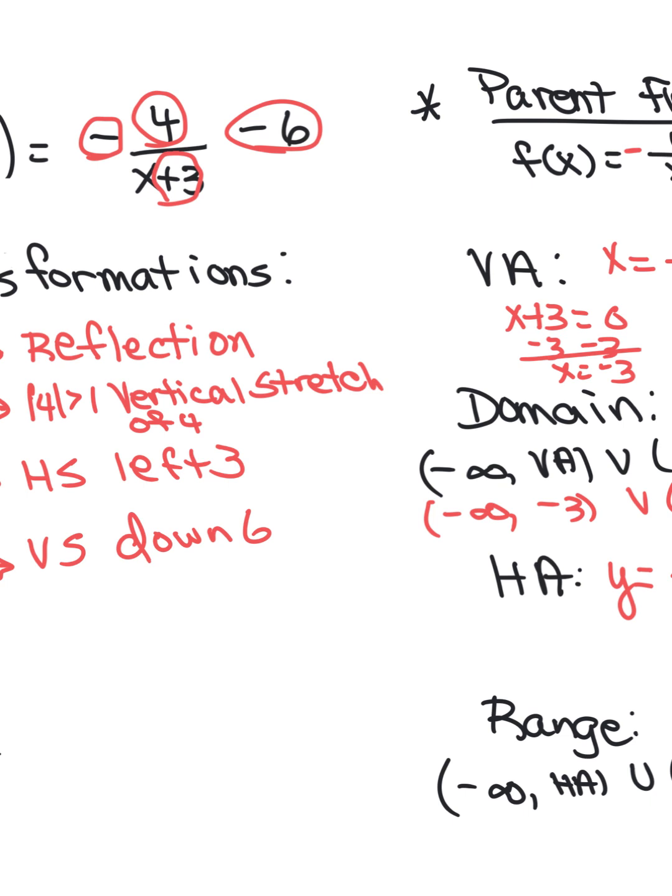The range, by definition, is from negative infinity to the horizontal asymptote, union the horizontal asymptote to infinity. Therefore, my range is going to be from negative infinity to negative 6, union negative 6 to infinity. This is a quick review of transformations, vertical, horizontal asymptotes, and domain and range of a rational function.